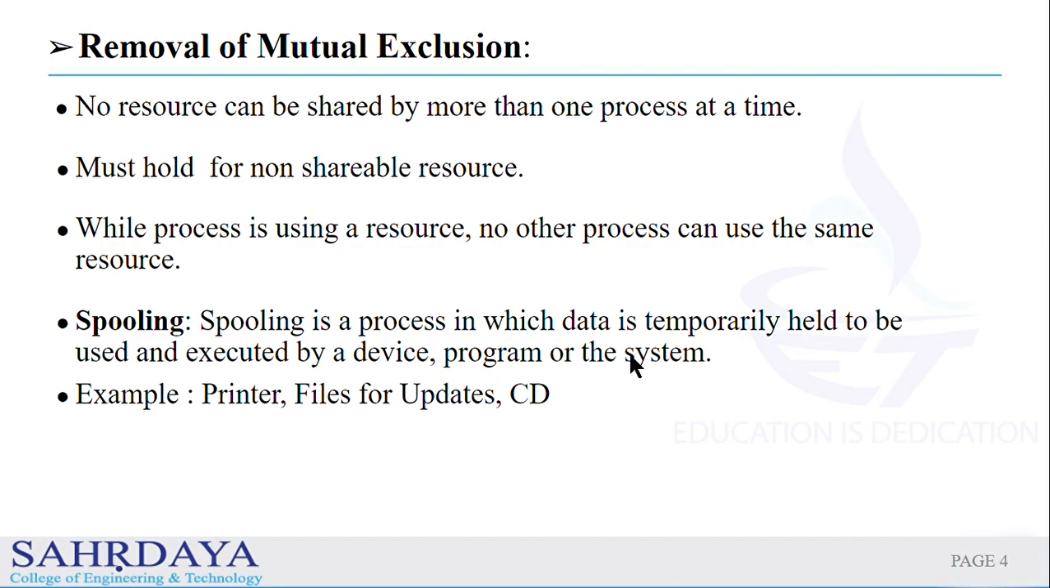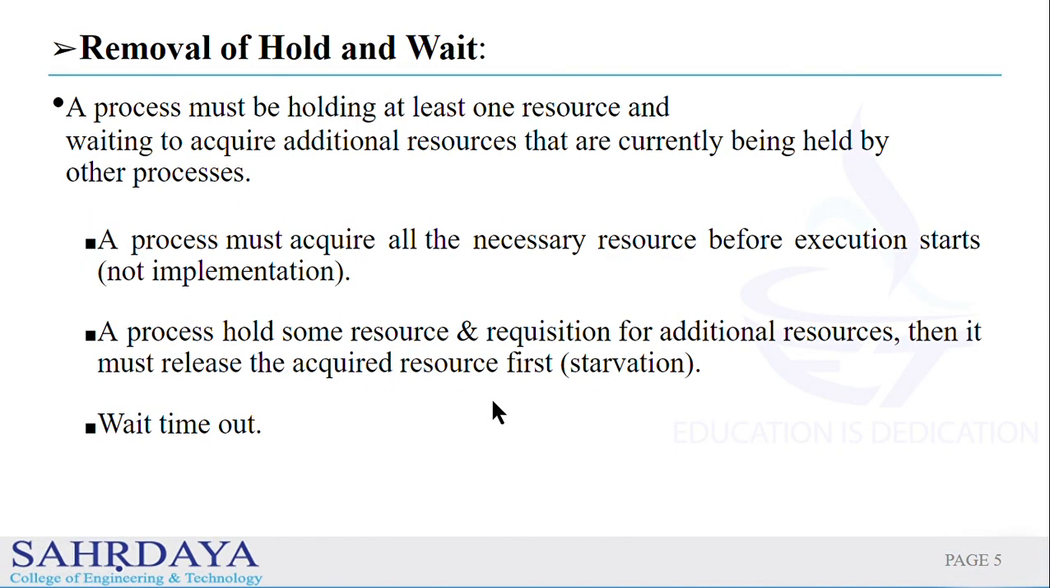But spooling is also a technique which cannot be applied to every resource. So we can make some resources shareable, but for some resources, if they are used by more than one process at one time, then some very serious problems may arise in the performance of the system. So it is basically not feasible to implement the removal of mutual exclusion. Examples for spooling: a printer, a file for updates, a CD.